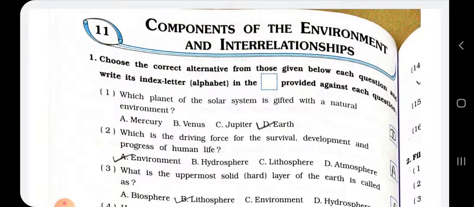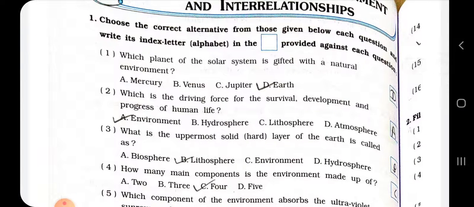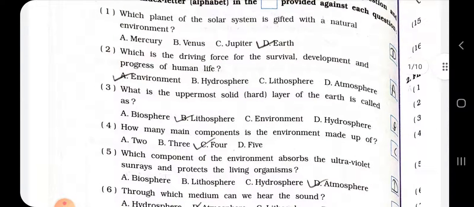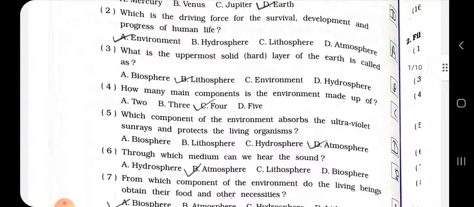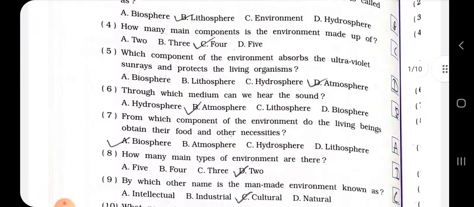Which planet of the solar system is gifted with a natural environment? Earth. Which is the driving force for the survival, development and progress of human life? Environment. What is the uppermost solid, meaning hard, layer of the earth called? Lithosphere.